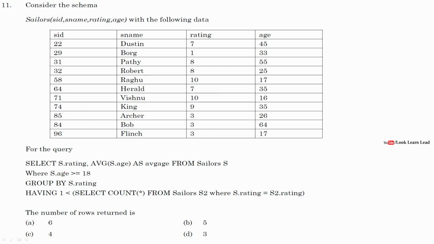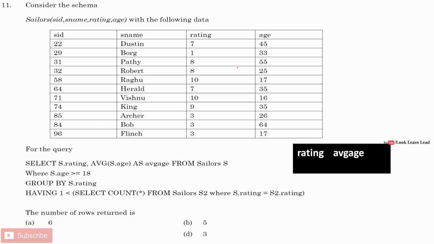After executing the first line of the query, we would get two attributes, rating and f gauge, where average is written as f gauge. That is, we would be getting the rating and the average age. So in our output there would be two attributes, rating and f gauge. But what is asked is the number of rows. What would be the number of rows returned?